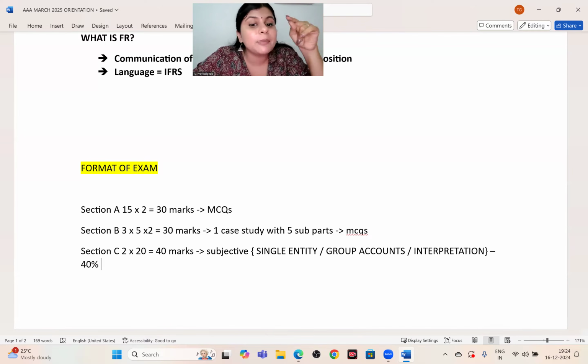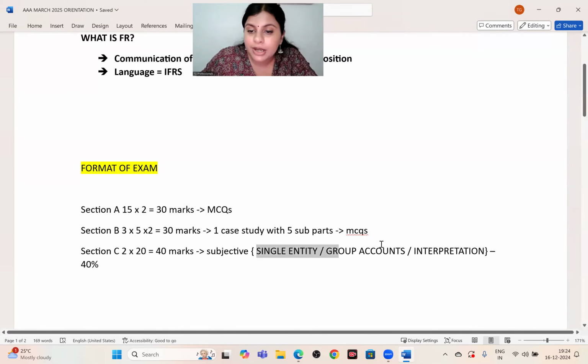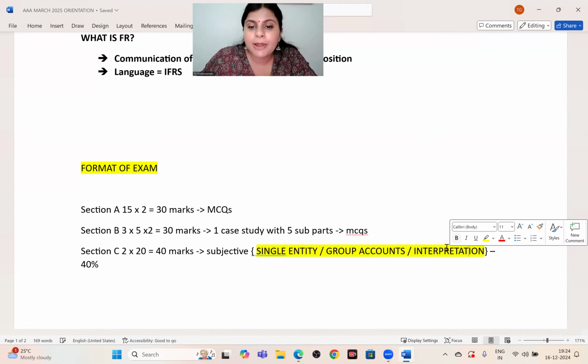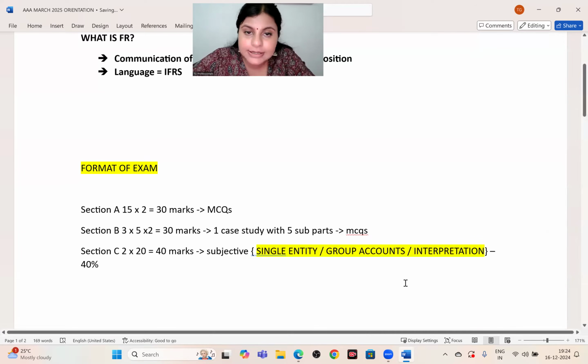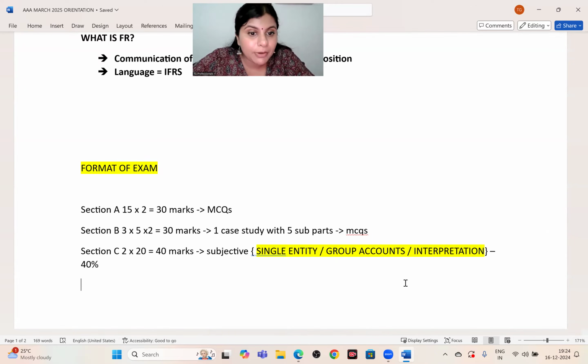But section C, I can predict: single entity, group accounts, or interpretation. So these are something that I should prepare really well, isn't it? So this is what is there in the format of my paper. 30 marks, section A, MCQ, 30 marks, section B, MCQ, 40 marks, section C. I have to do this on my Word file if it is interpretation. Single entity or group accounts, I need to do it on a spreadsheet.